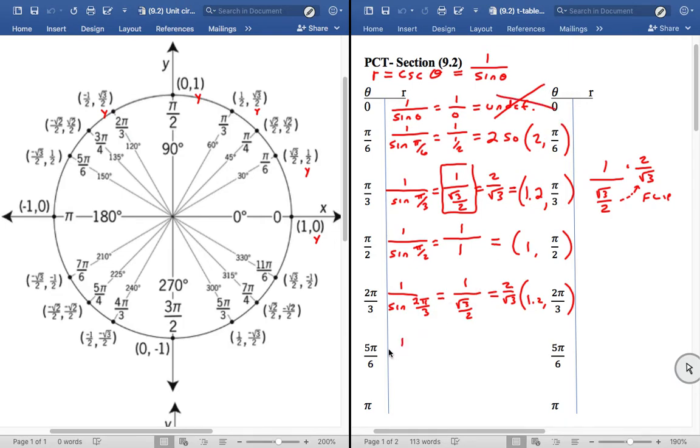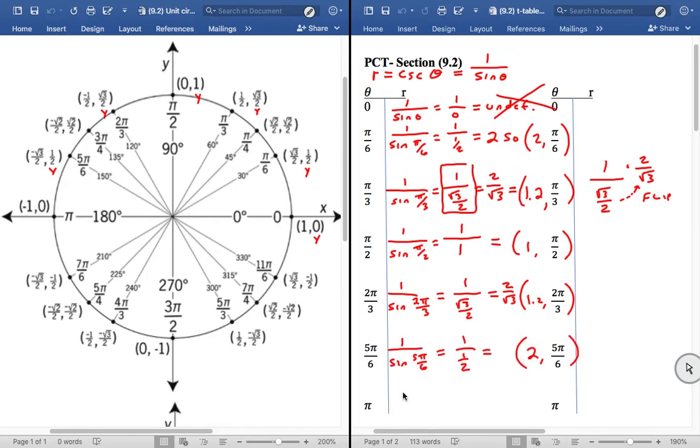And then lastly, all I'm doing is plugging these values in for theta. All those values I have typed in for you, I'm just plugging those in. The sine of 5 pi over 6 is 1 over 1/2 again. 1 over 1/2, which is 2.